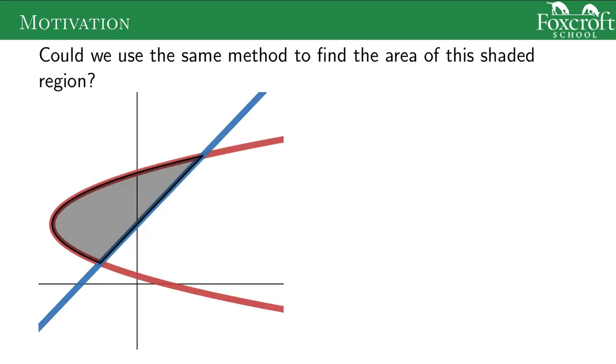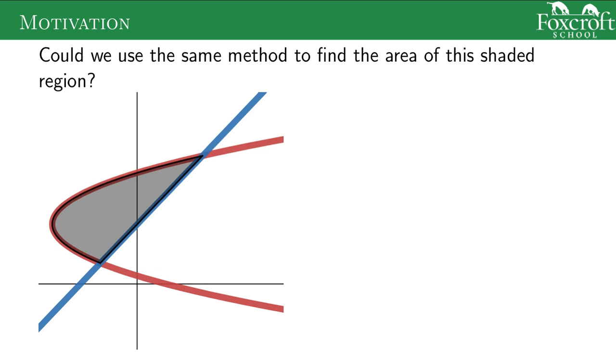But how would you find an area like this? If there's the same functions on the top and bottom on the left, on the right, the red's on the top, pretty much to the left of this green line here. It doesn't really make sense to do top minus bottom because the functions are the same on the top and bottom. So what can we do instead?